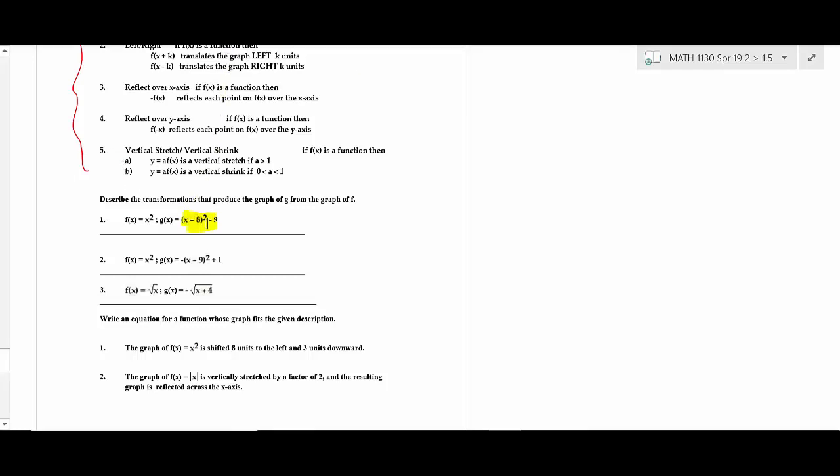All right. So this is a parabola. You would want to know that x squared is a parabola. What does the minus 8 do? Tell me what that does.